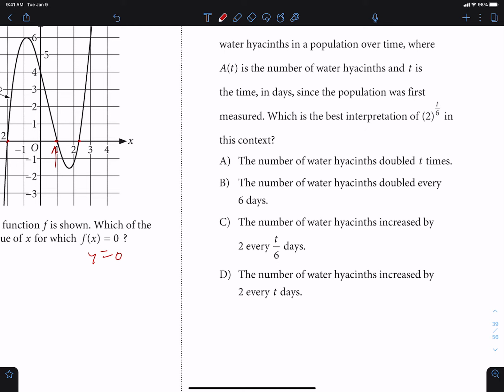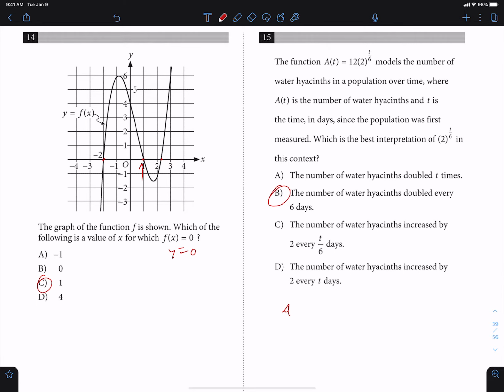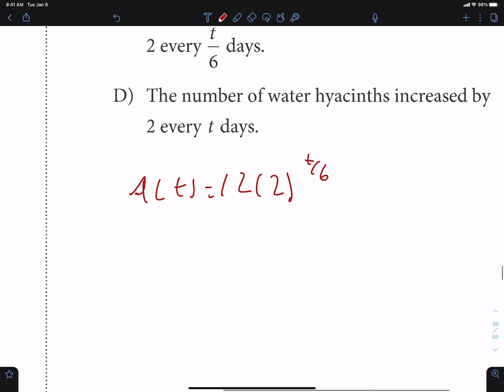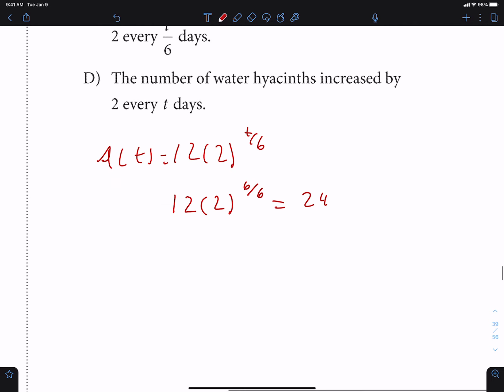The answer here is going to be B, right? And we know this because, watch this. So if we know a of t is equal to 12 times 2 to the t over 6, let's say we're 6 days into the experiment. So we get 12 times 2 to the 6 over 6, right? Which is just going to be 2 to the 1. So we get 24.